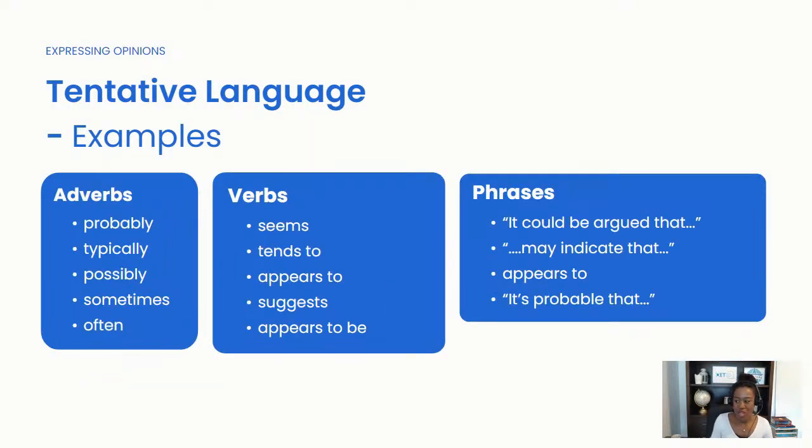Here are more examples. These are some of the words and phrases that you might also see. These are just a few examples, but it helps give you an idea of what to look out for. So you might see adverbs such as probably, possibly, or you might see verbs such as tends to, seems, or phrases, for example, it could be argued that. So you get the idea. These words and phrases all suggest that there's some level of uncertainty.